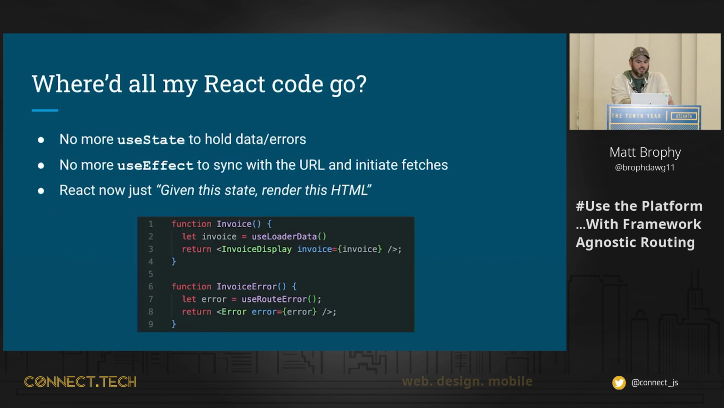The other interesting thing here is where did the React code go, right? We don't have a single useState. We don't have a single useEffect. We're just saying give me data and let me render it, which is awesome. That's what React is built to do. That's what libraries like Vue and Svelte are really good at, given UI is a function of state. Give me some state and I'm going to render out HTML.